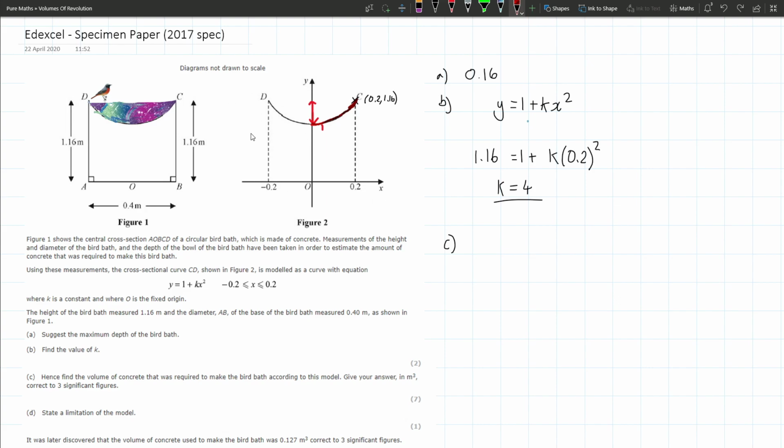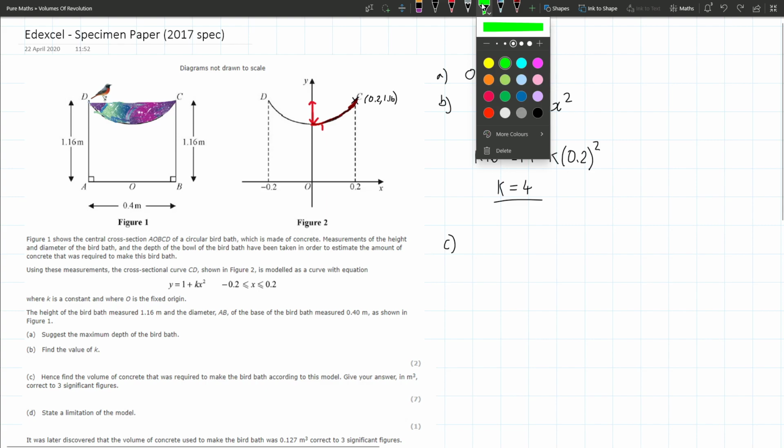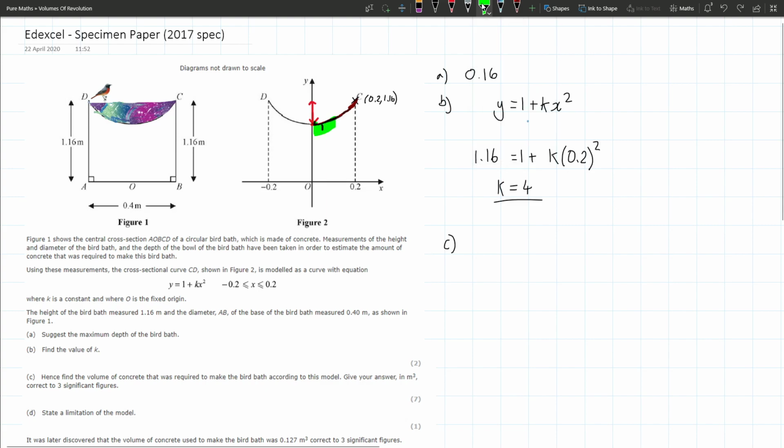So if I want to know the volume of concrete, what I'm actually asking for is the volume found by rotating this area around the y-axis. So I'm kind of looking for this bit rotated around the y-axis. So what I'm actually going to do is find the whole cylinder, so DC and these 0.2s, that whole cylinder, and then take away the coloured volume bit that I've got here. So let's work out what that bit is first.